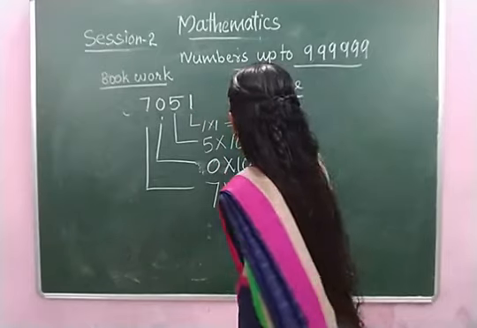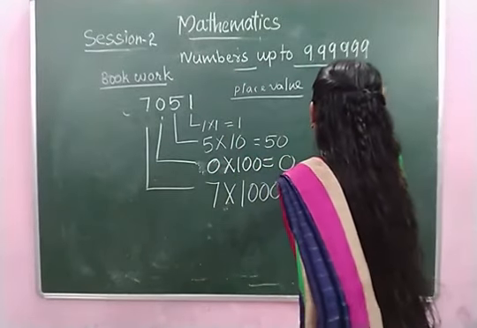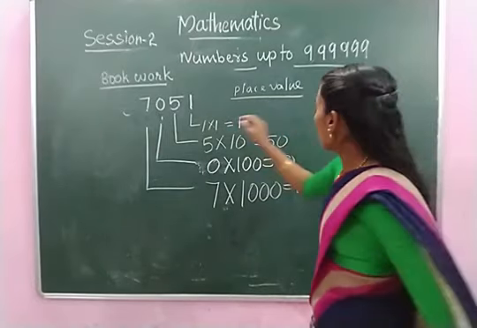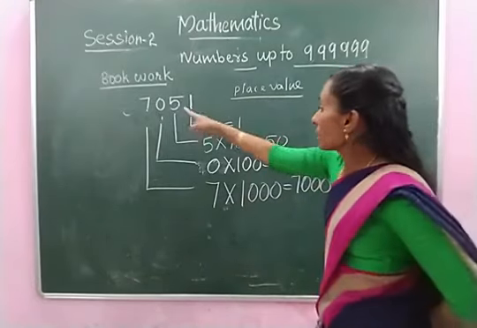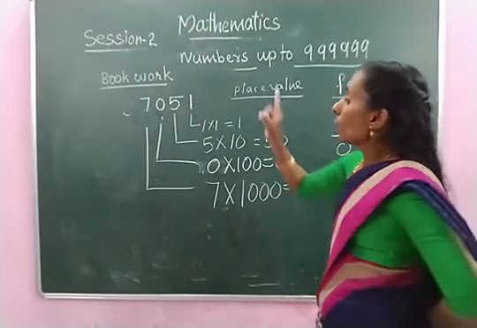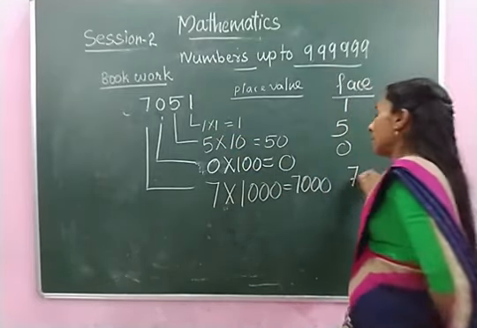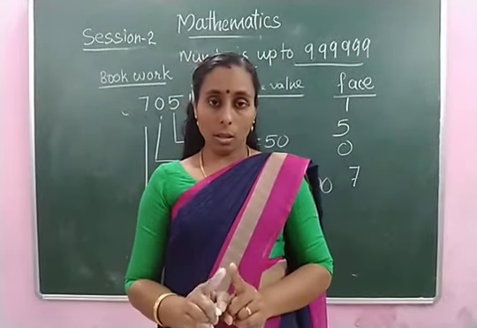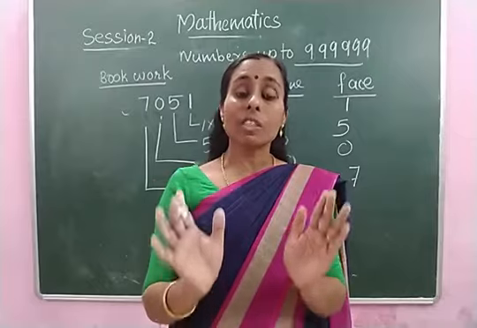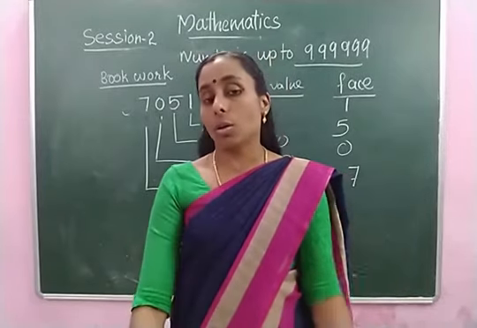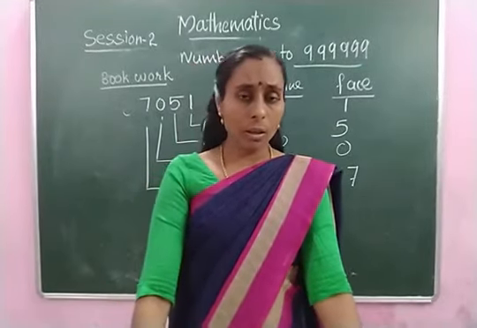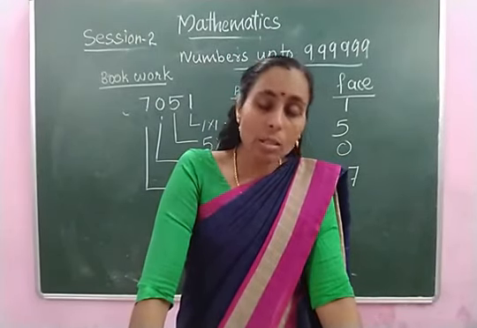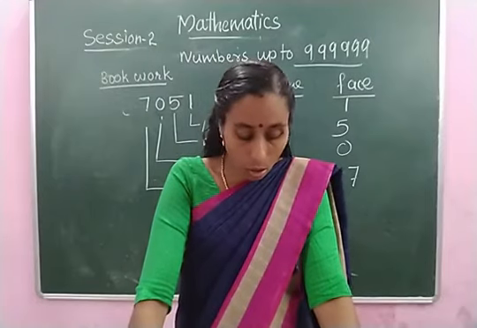Face value of 1 is 1. What is the face value of 1? 1. Face value of 5? 5. Face value of 0? 0. Face value of 7? 7. We can write the same number. Face value and place value of 0 is always 0. You have to keep it in your mind. What is the place value and the face value of 0? Always 0. Okay, there is no change.